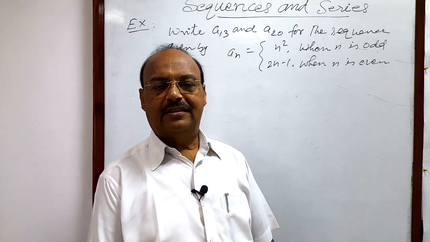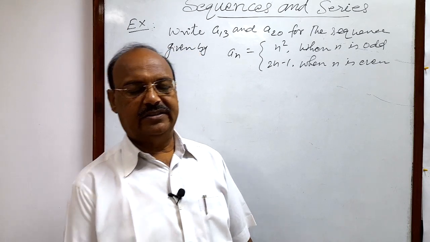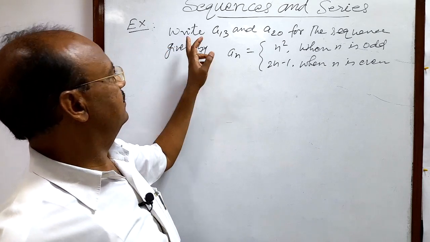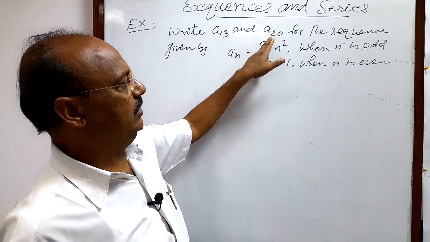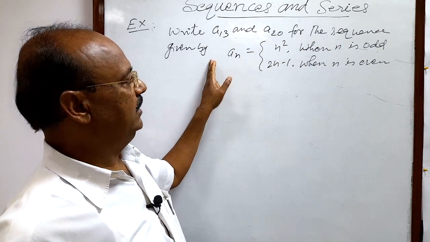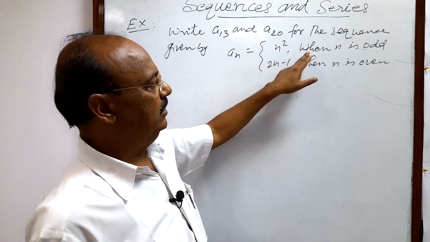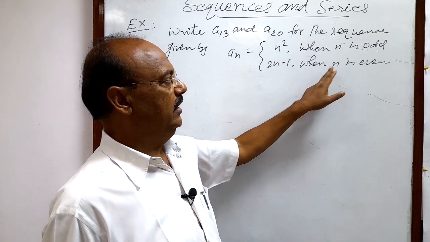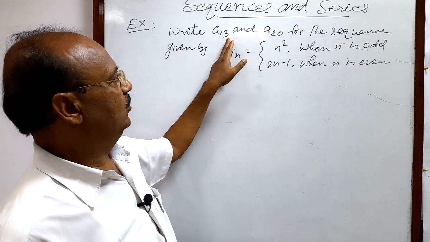Let us see a very interesting question from the topic sequence and series. In fact, this is a question from the topic sequences. The question is: write a13 and a20 for the sequence given by an equals n square when n is odd, and an equals 2n minus 1 when n is even. We have to find out a13.